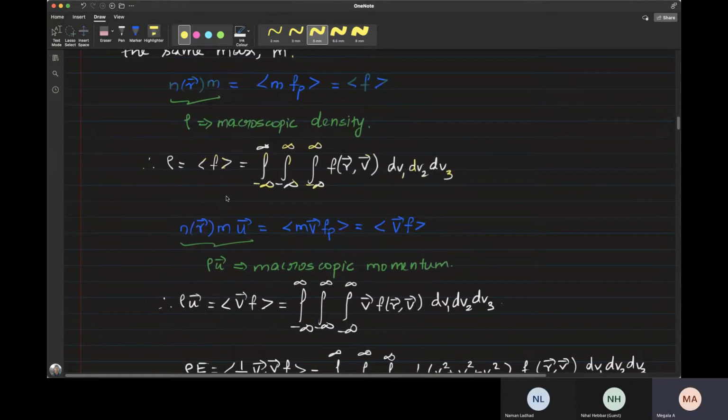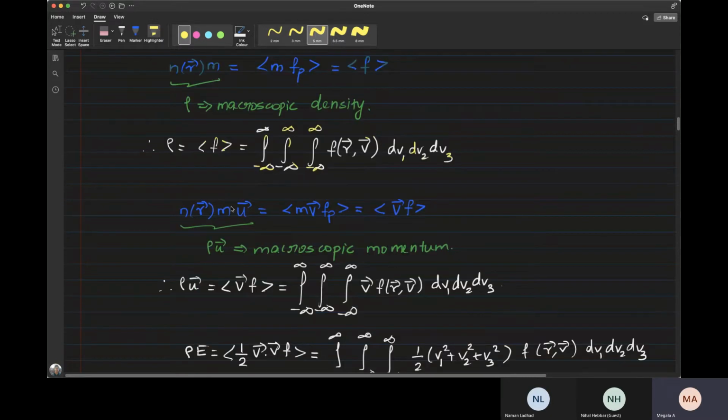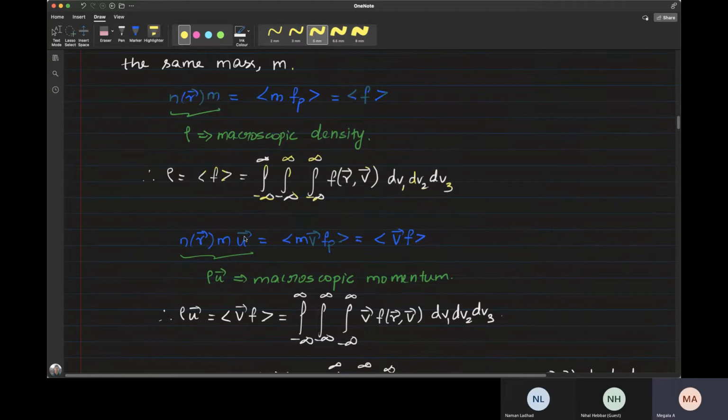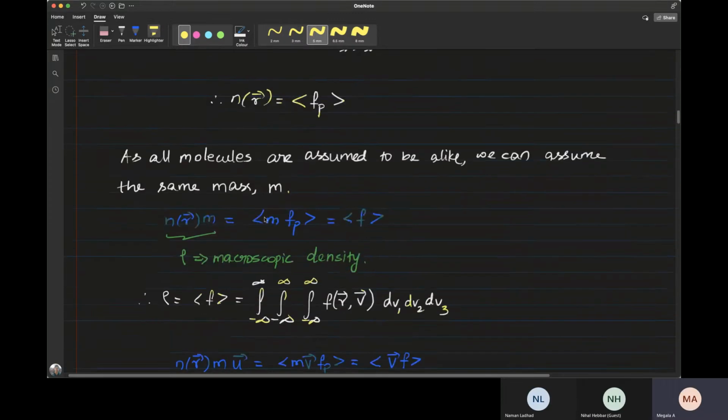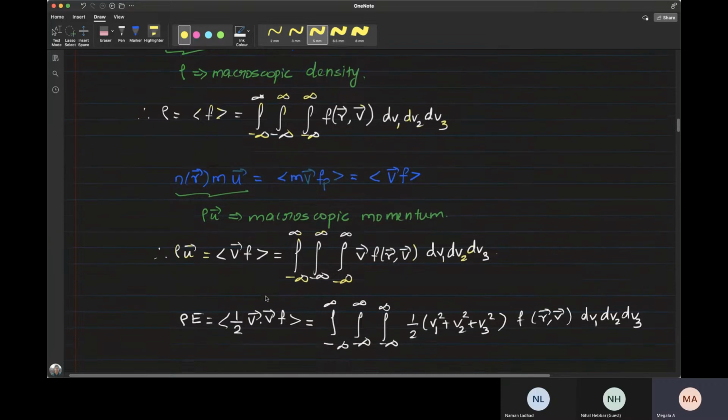So let us now find the macroscopic momentum. To the same number density, let us multiply mass into macroscopic momentum. So we'll get something like this: v vector. V vector is the molecular velocity, whereas u vector is the macroscopic velocity. So this v vector into f vector, this integral gives the macroscopic momentum.